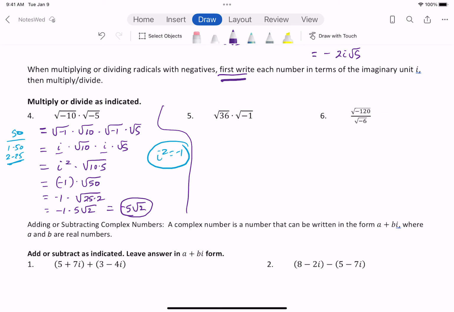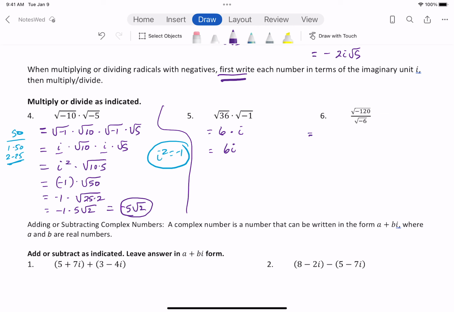For the next one, this one's a little bit easier than that one. Square root of 36, that's a positive number underneath, right? So that's just 6. And we know that the square root of -1 by definition is i. So this one is just 6i. That one's not too bad, right?